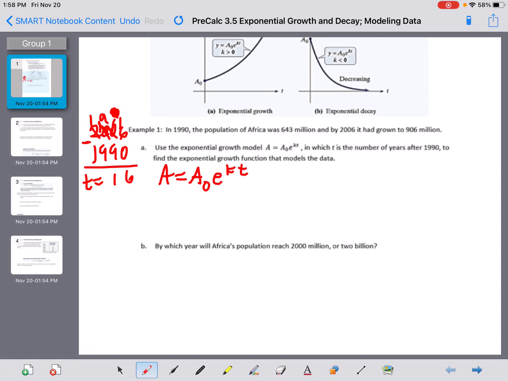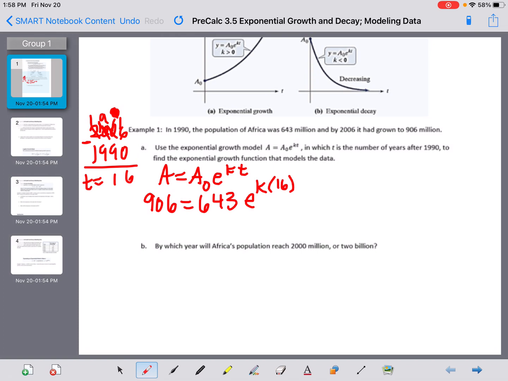So in our growth model, again, I will give it to you. You don't have to come up with it yourself. I've grown to 906 million. My initial was 643 million. E is a constant. I don't know that constant K. That's what I'm looking for, and I'm looking to see if it's positive or negative. And then my time is 16.